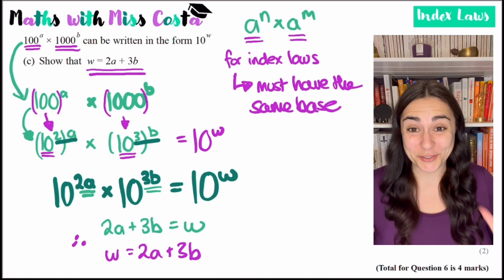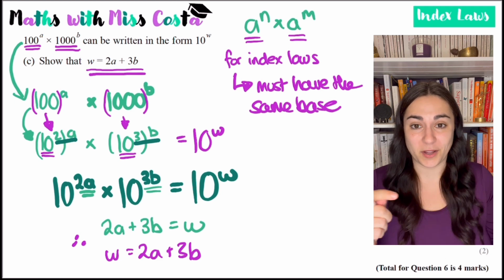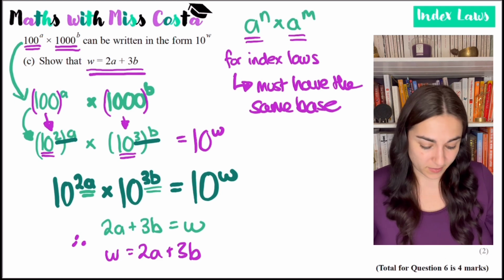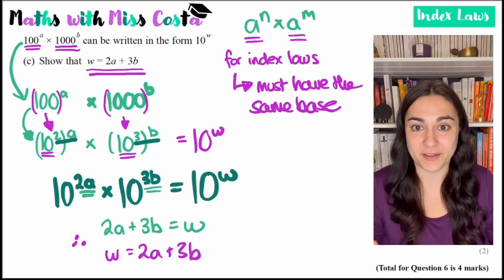So the trick is always to think to yourself, oh okay, these numbers don't have the same base. Therefore, let me see if I can rewrite them. 10 is a nice common factor of both of them.